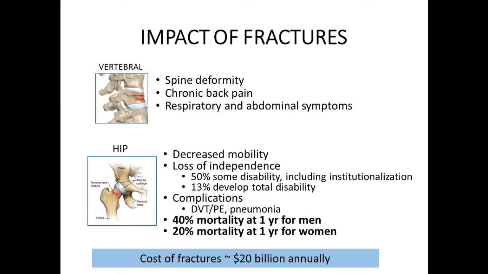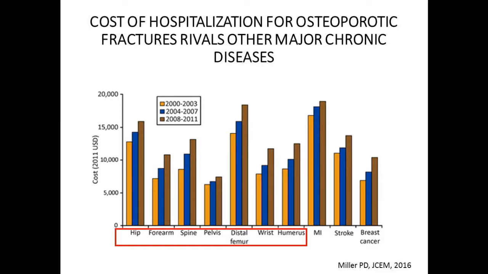So sometimes my eyes glaze over when we start talking about numbers of dollars and events. Sometimes it's useful to pit things against things we're more used to thinking about. So these are cost of hospitalizations for fractures compared to other, quote, major chronic diseases. Everything I've highlighted there are different kinds of osteoporotic fractures. The different color bars are just different years. And over on the right-hand side is the MI, stroke, and breast cancer costs for hospitalization. Once you're getting into hip fractures and distal femur fractures, the costs are comparable to the cost of hospitalization for an MI or stroke, and sometimes even greater.